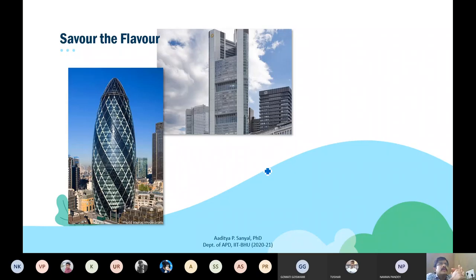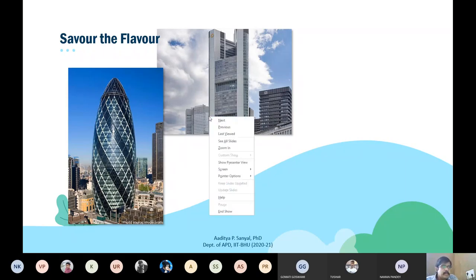I think it was completed in 1998. Right. And this building also follows quite a few principles of sustainability, and it tries to bring in the natural elements indoors without affecting the indoor environment, or helping the indoor environment quality.